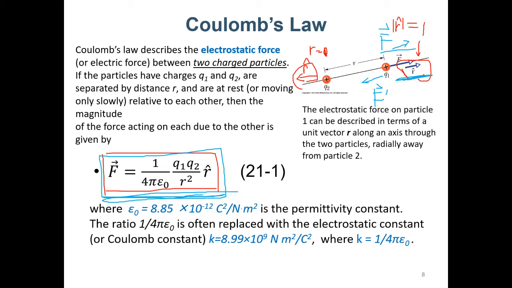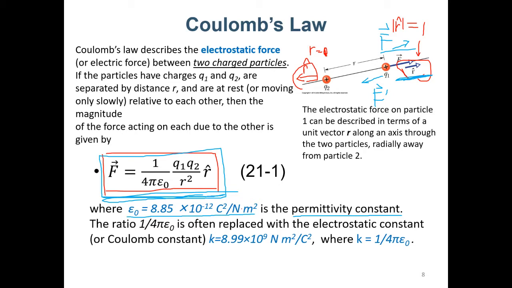And in this equation, we have a constant called epsilon naught or epsilon zero, which is the permittivity constant. The value is 8.85 times 10 to minus 12 Coulomb square per Newton meter square. You don't really need to remember this number. I will just give you during the quiz or exam.